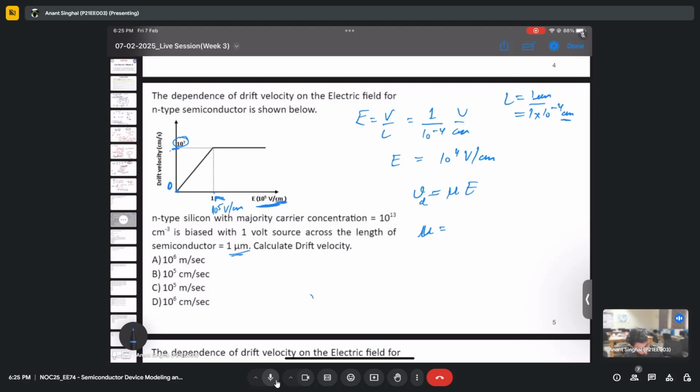So now the slope is y2 minus y1, which is 10 raised to power 7 minus 0, and at the same time x is 10 raised to power 5 minus 0. So mobility is nothing but 100 centimeter square per volt second. So Vd is nothing but 100 times the electric field, which is 10 raised to power 6 centimeter per second. Is there no such option? Oh yes, there is. Option D is the correct answer. This was very straightforward. I hope you are able to understand it.